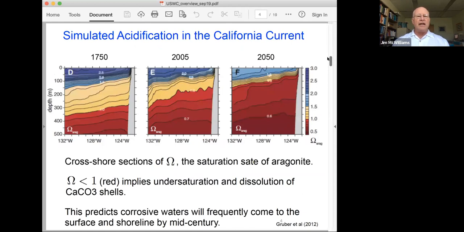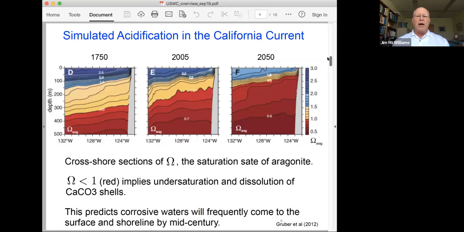An early identification of the acidification problem in the California Current was done by Gruber. This is from a paper in 2012, in which, with a certain scenario of increasing carbon pollution in the world, here are cross sections associated with nominal dates of the aragonite saturation state, symbol omega, with the coast on the right and the upward tilt of the isolines associated with upwelling.